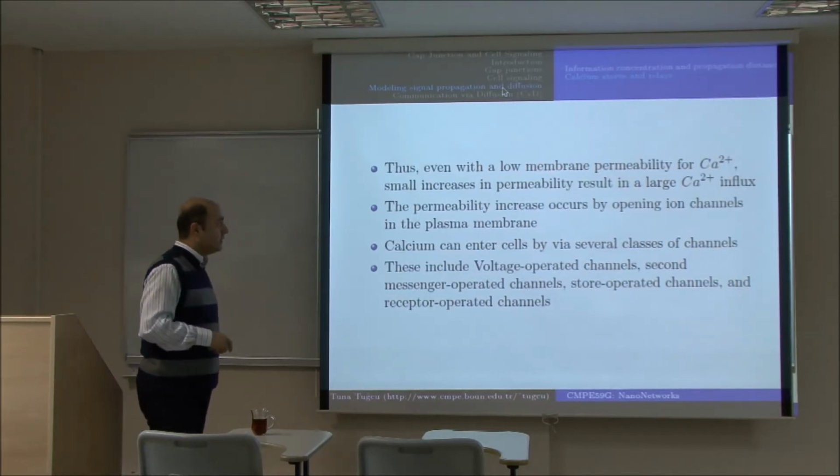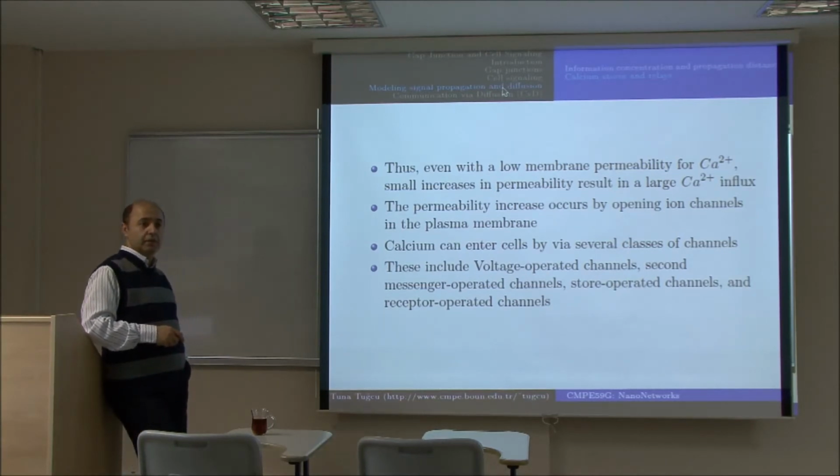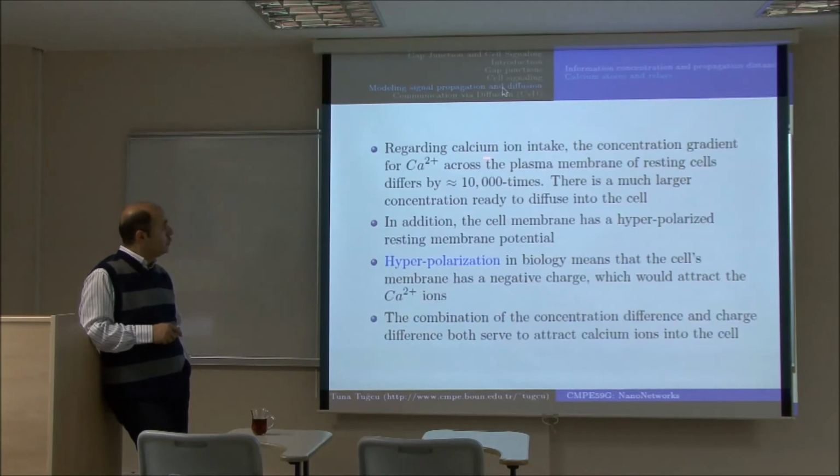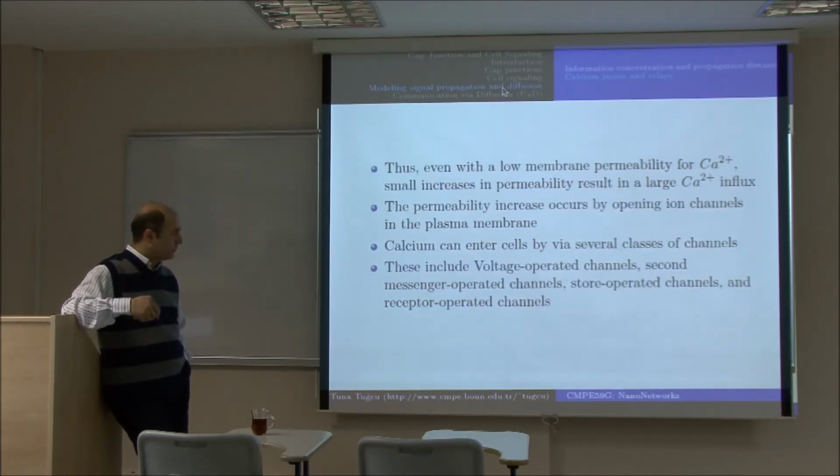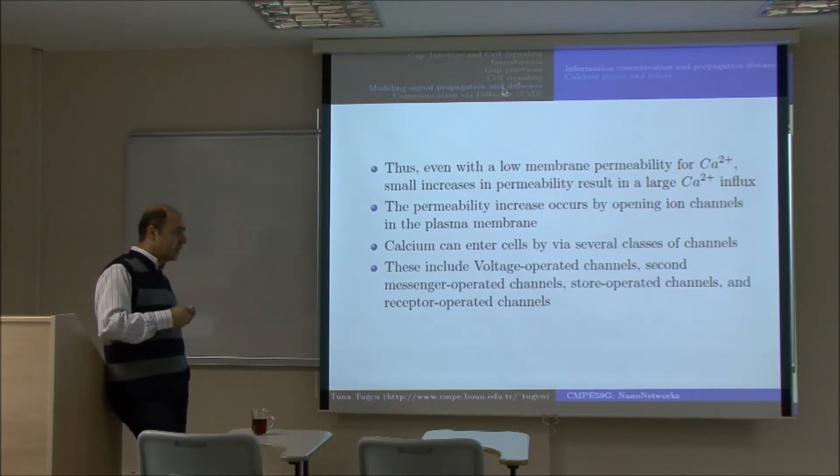So even with a low membrane permeability for calcium ions, a small increase in permeability results in a large calcium influx. This is due to the huge difference in concentration between the extracellular environment and the cytosol. The permeability increase occurs when we open the ion channels on the cell membrane, and then the calcium ions can enter the cells through these calcium ion channels and increase the concentration inside.